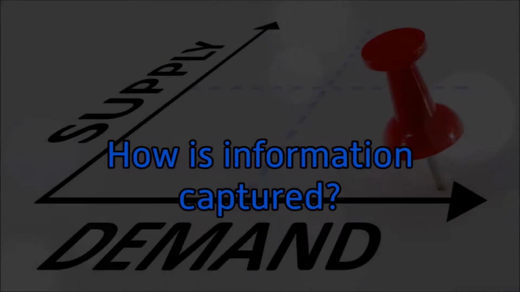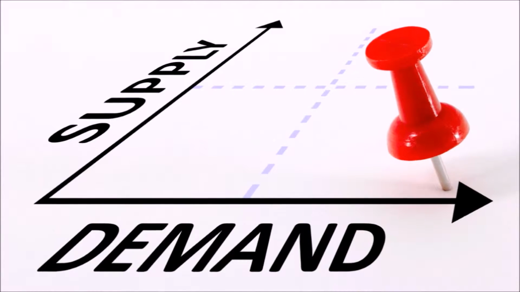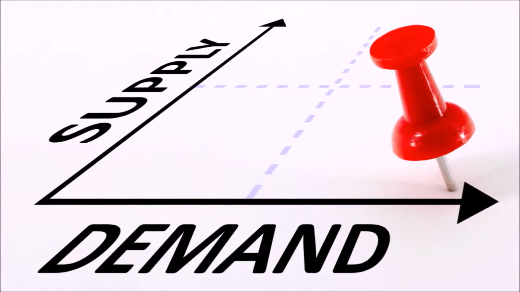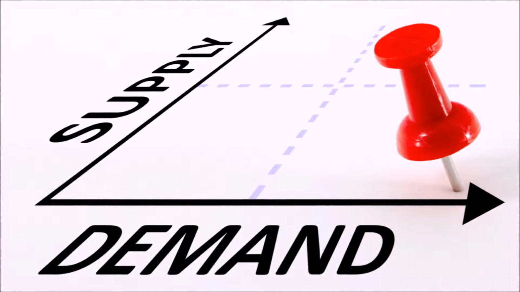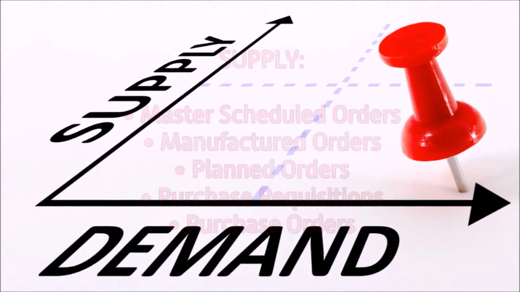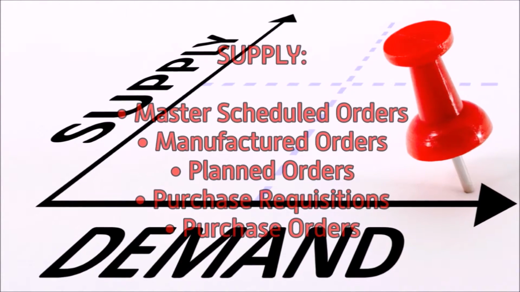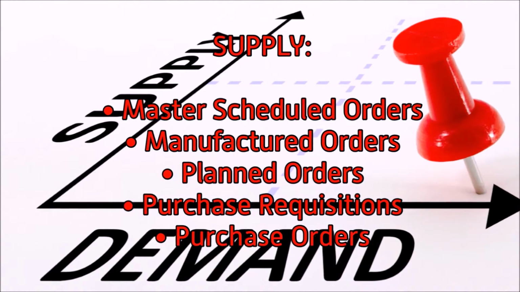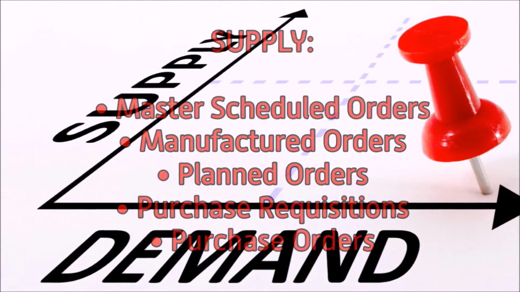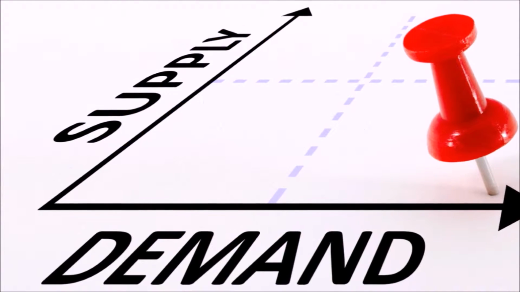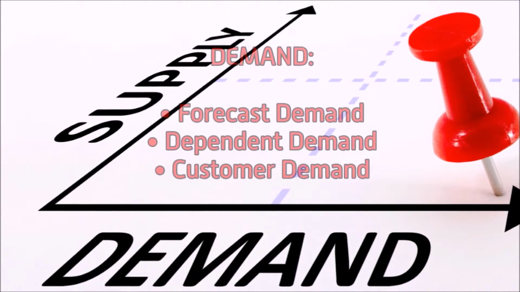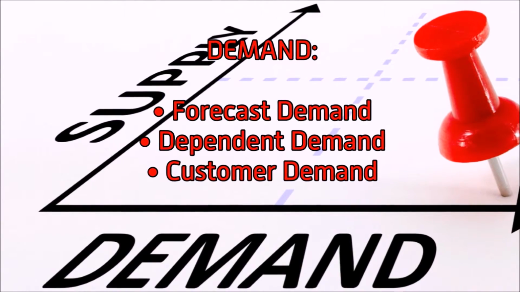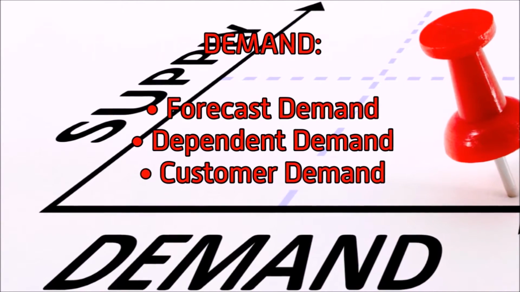Now, a little bit of background on how this information is captured. Max uses the following supply and demand information to calculate surpluses and shortages. The supply orders include master scheduled orders, manufactured orders, planned orders, purchase requisitions, as well as purchase orders. And on the demand side of things, demand includes forecasted demand, dependent demand, as well as customer demand. Let's go take a look.